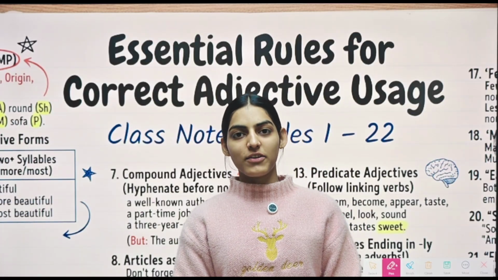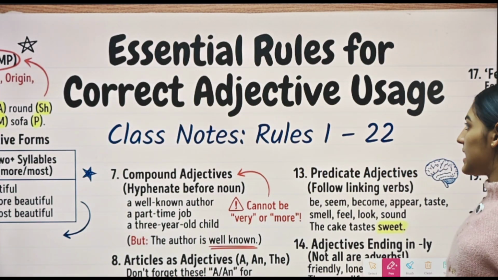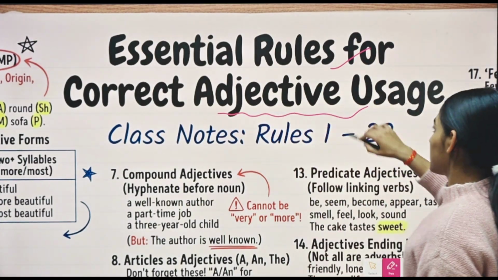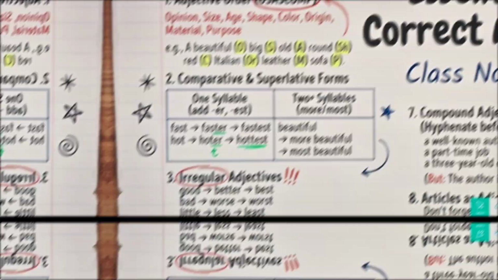I am going to cover your English grammar at the very first. And today we are doing a topic, adjectives. So let's see. Here are some essential rules and the correct use of adjectives. We have 22 rules. Let's see them one by one.